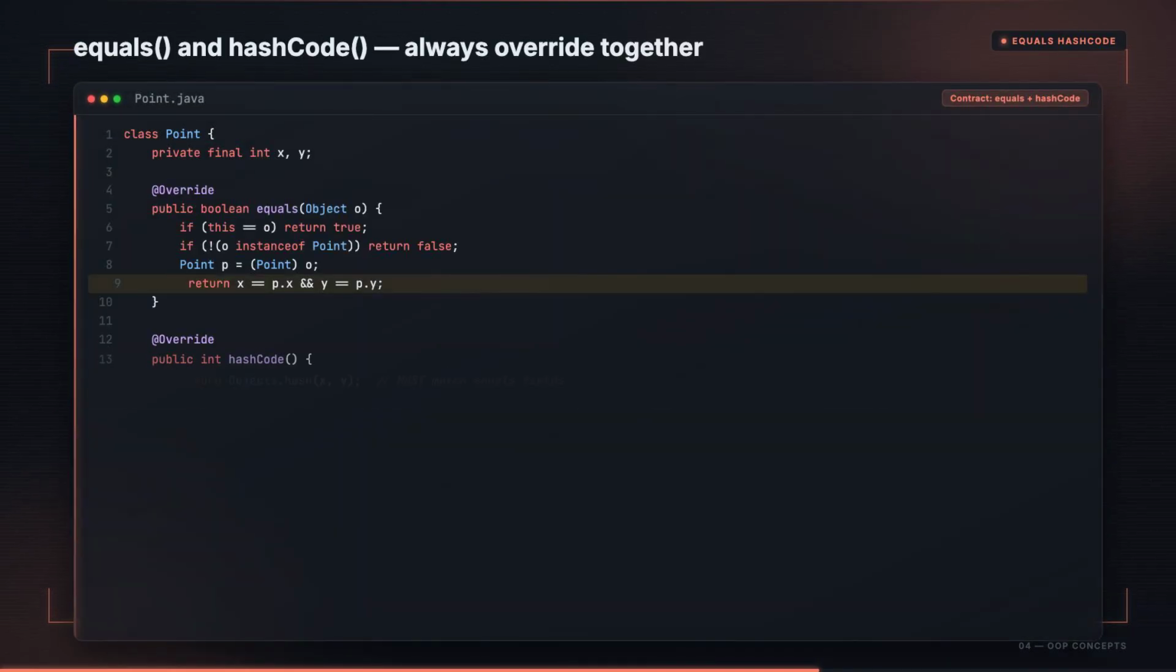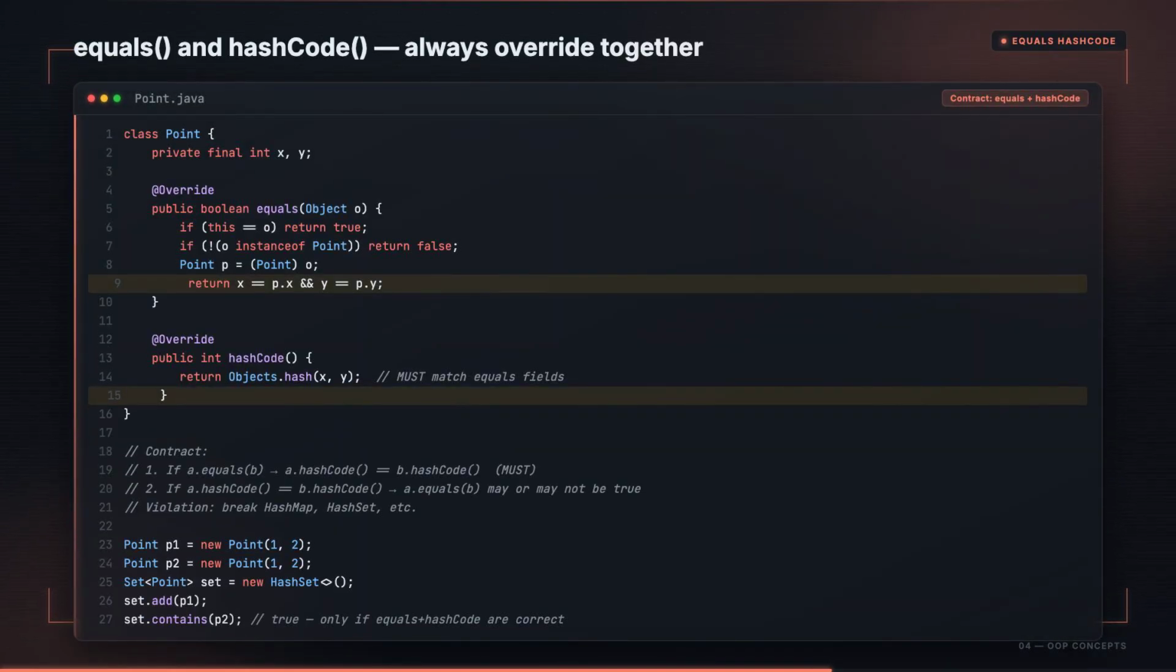One more the interviewers love, equals and hash code. The contract is strict. If a.equals(b) is true, then a.hashCode() must equal b.hashCode(). Override one without the other, and your objects silently misbehave in hash maps and hash sets. Keys that should match don't.